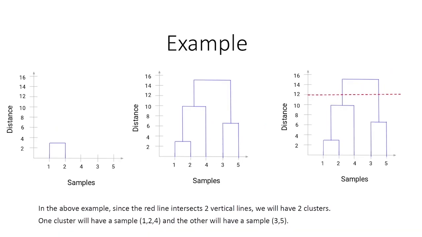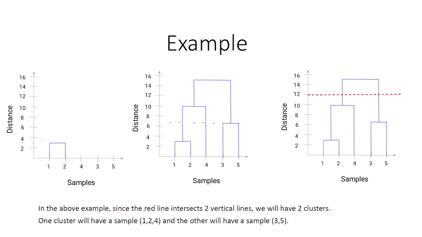So over here, for example, first we combined 1 and 2, base distance was 3, and then we combined 3 and 5, distance was 7, and we combined 1, 2, and 4, the distance was 10, and at the end we combined all of them together when the distance between these two clusters was 15.